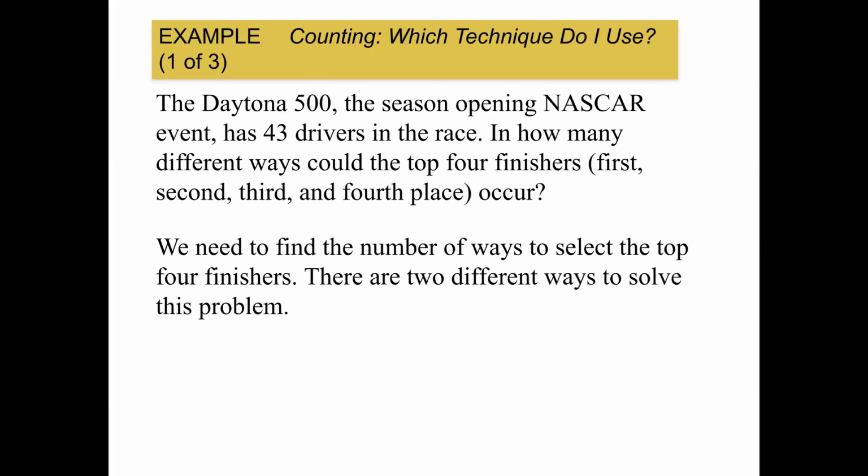One other: in the Daytona 500, there are 43 drivers in the race. How many different ways could the top 4 finishers occur? Now remember, order matters here already because we have first, second, third, fourth. So we're out of combinations, we're into permutations. And we're not doing a menu. We're not talking about one race, then another race, then another race. It's just one thing. It's not a sequence of things. Yes, there's one race, and we have to worry about first, second, third, and fourth. Find the number of ways to select the top 4 finishers.